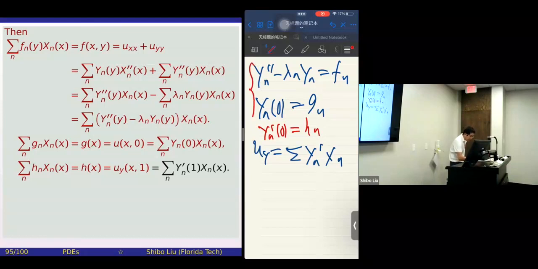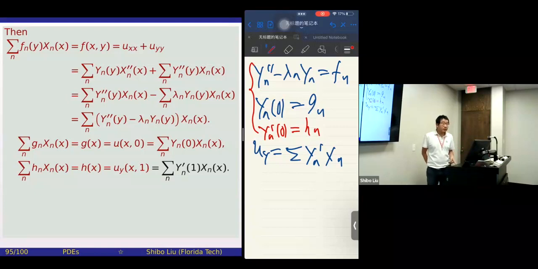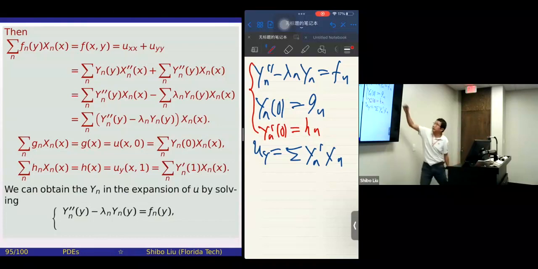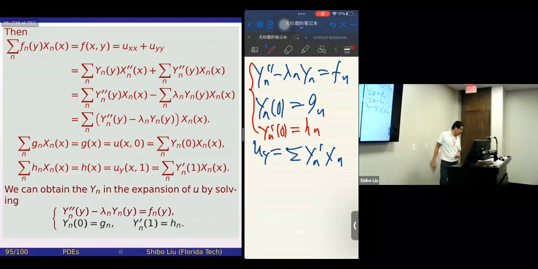So all this consists of an initial value problem for a second order linear non-homogeneous ODE, with unknown function yn. So we obtain this problem. This is the ODE that is here. Then the conditions: yn(0) equal to gn, yn'(1) equal to hn. Sorry, this is not an initial value problem. It's a boundary value problem.